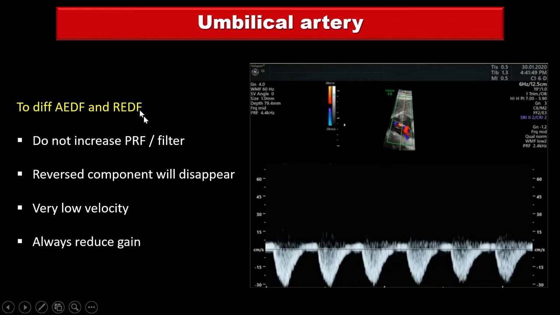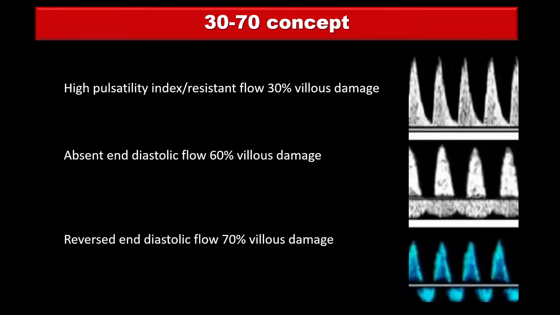So do not increase the PRF or the filters because the reverse component will disappear in this case, as this has a very low velocity. So just reduce the gain to look at the reverse end diastolic flow.